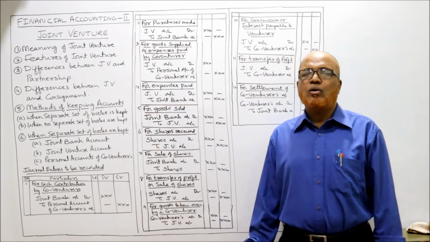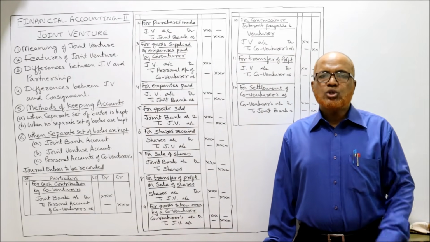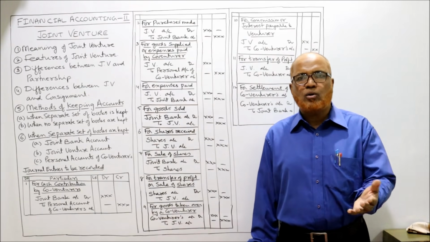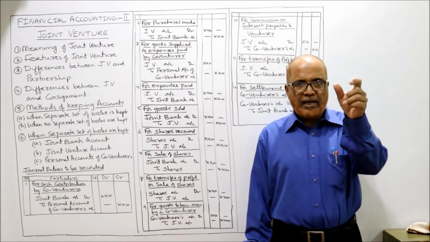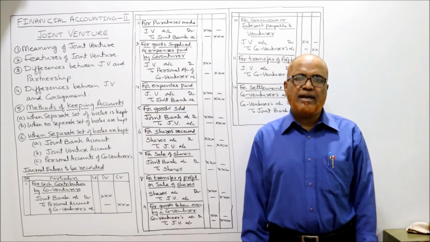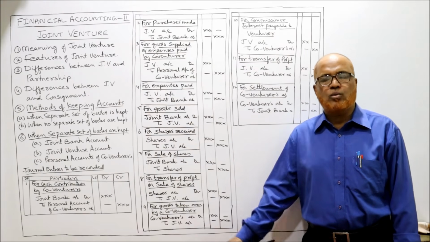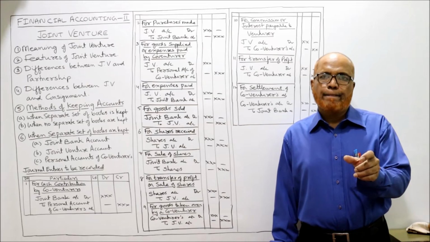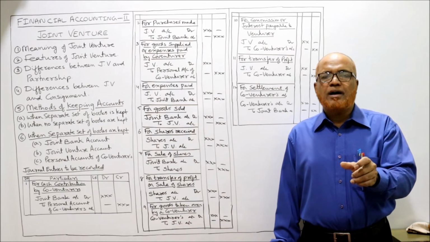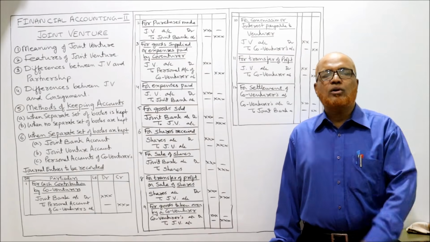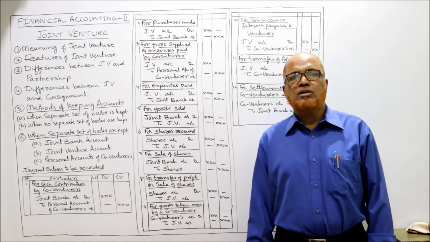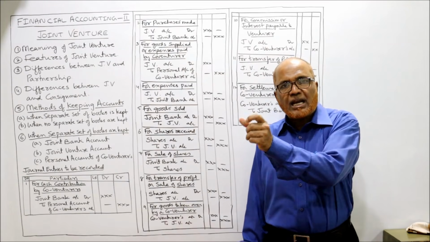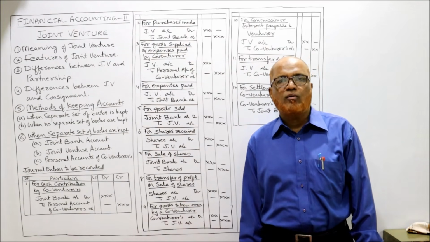Last one, personal account of the co-venturers. So for all the co-venturers, we will create a separate personal account for each co-venturer. Example, 3 co-venturers are there, A, B, C. So A's account, B's account, C's account. A co-venturer's account, B co-venturer's account, C co-venturer's account. 3 personal accounts. This account is a personal account. So we credit this personal account of co-venturer for the amount contributed. The amount contributed by the co-venturer will be taken on the credit side of personal account of co-venturer.